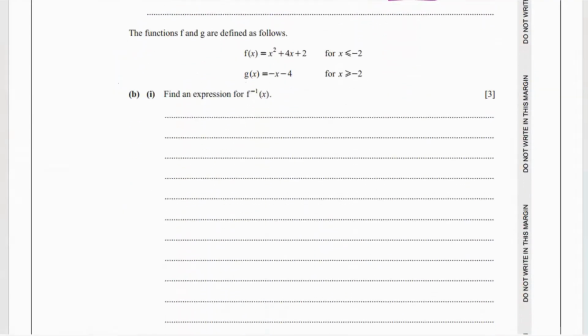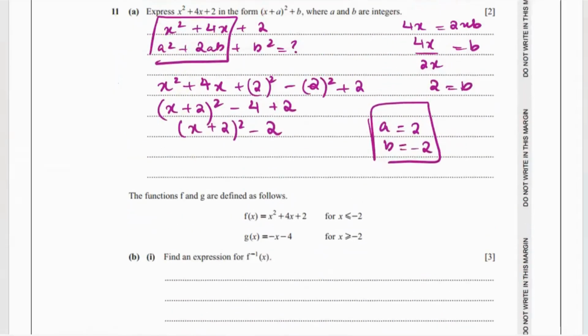Then we have two functions. f of x is x squared plus 4x plus 2 for x less than or equal to -2, and g of x is negative x minus 4 for x greater than or equal to -2. We have to find an expression for f inverse of x. Whenever we have a quadratic function and we want to find its inverse, we convert it into completing square form first.